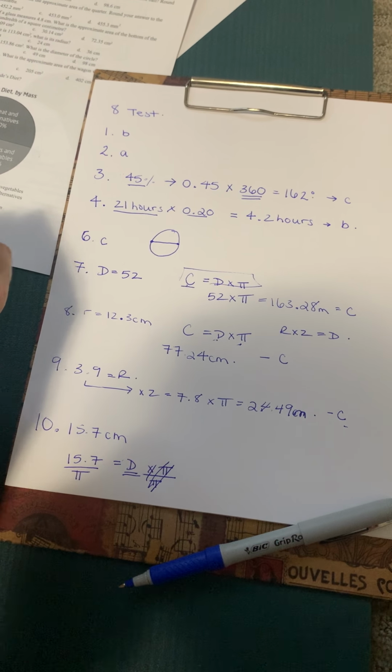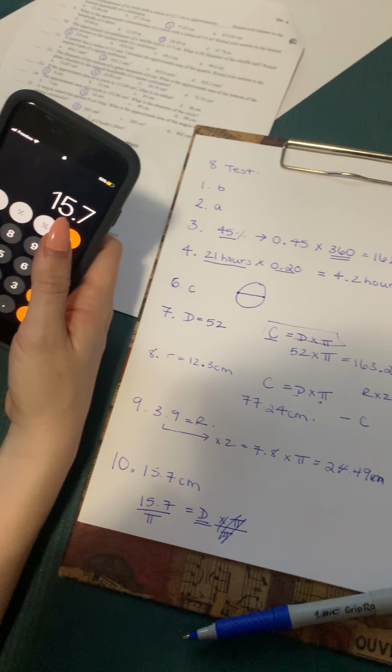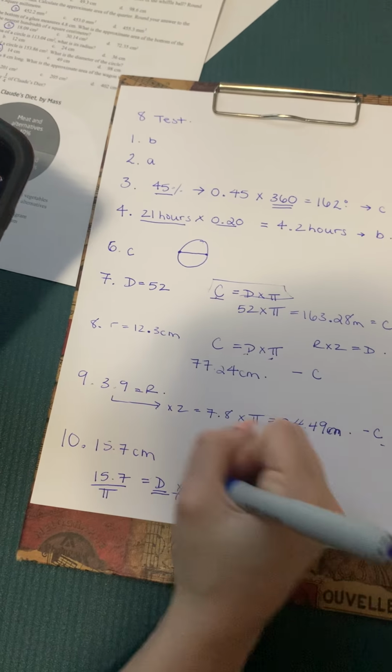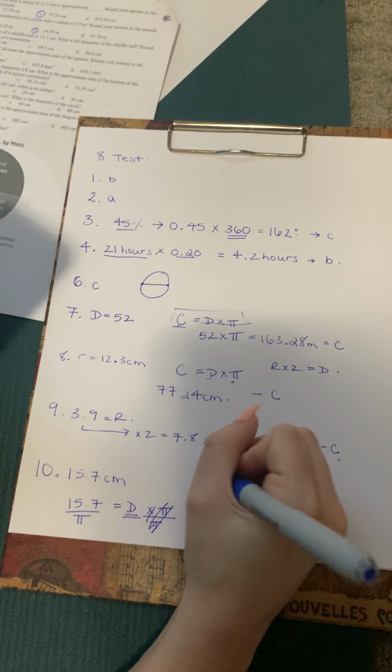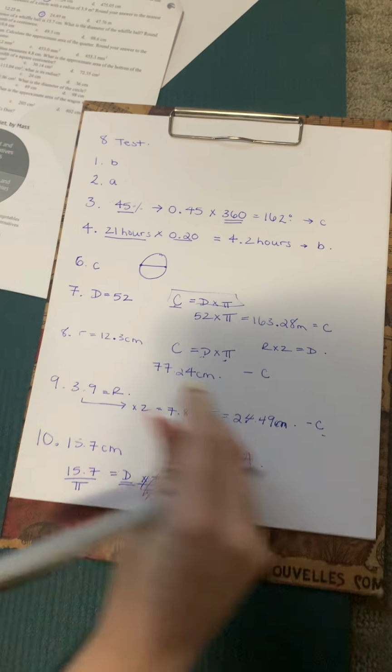So 15.7 divided by pi is 5. So my diameter for question 10 would be 5, which is the same as A.